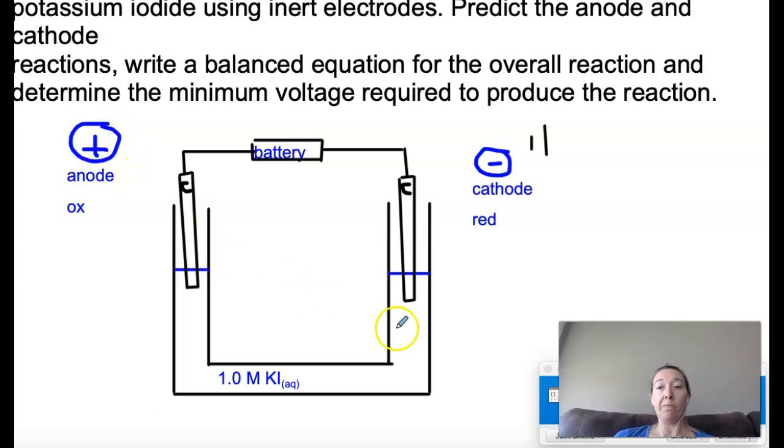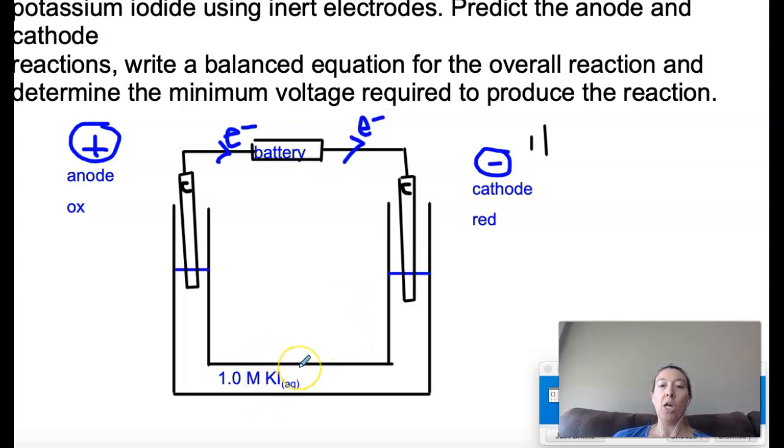So even though I still don't know what my half reactions are, I already know which way my electrons have to flow, right? They always flow from oxidation to reduction, or from that anode to that cathode. So they are going to flow this way. Okay, I also can decide which way each of these are going to flow, right?